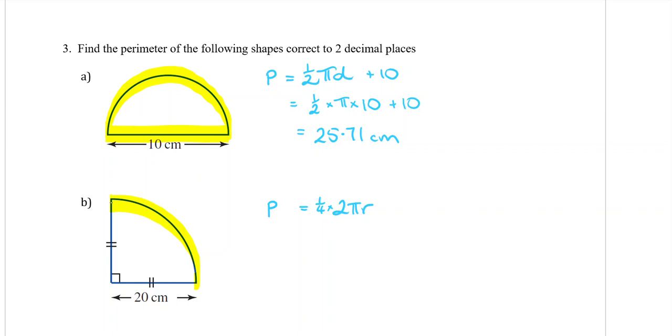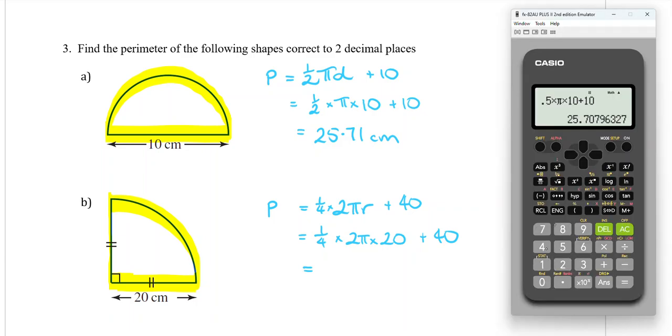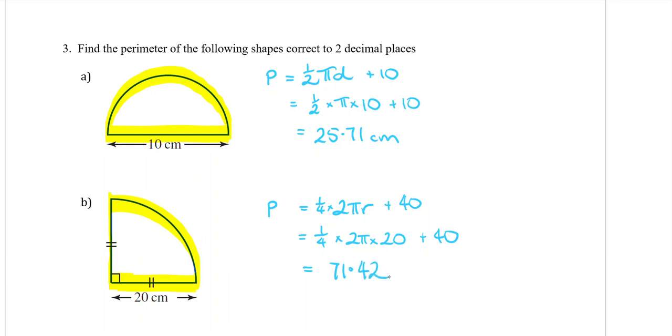That will give me the curved bit. That's not the whole perimeter though, is it? I'm going to have to add on 2 of these. Or I could just go plus 40. You can go plus 20 plus 20, or plus 40 if you want to do it in one go. Okay, second line, sub in quarter times 2 pi times my radius, which is 20, plus the 40 for the straight sides. So quarter times 2 pi times 20 plus the 40, to 2 decimal places. 71.42 centimetres.